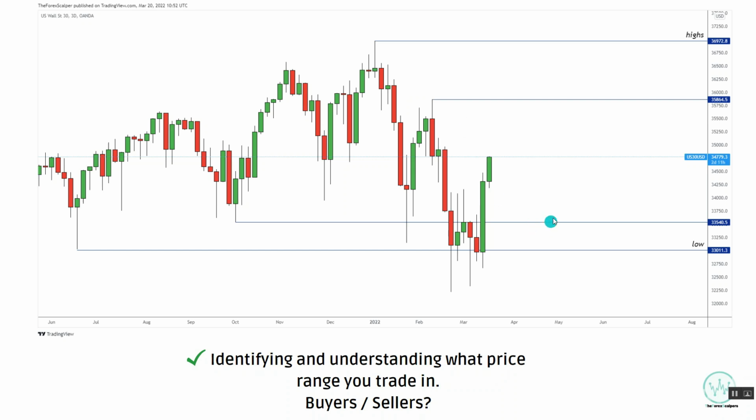So that's the most important thing for me: identifying the price range you're trading in to get your bias, and then moving to the lower time frames to get your continuation liquidity zones in place.